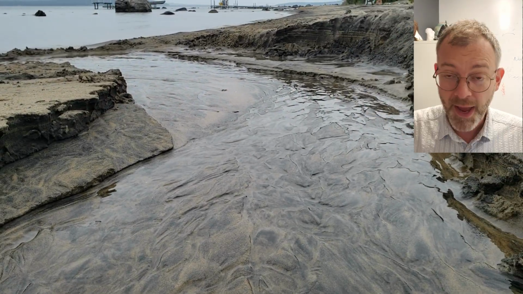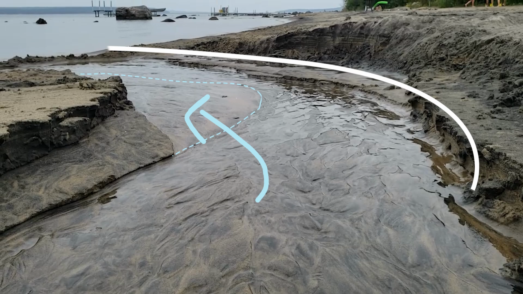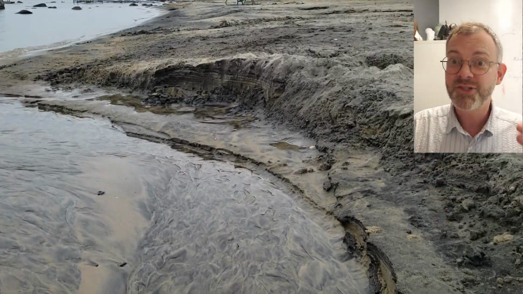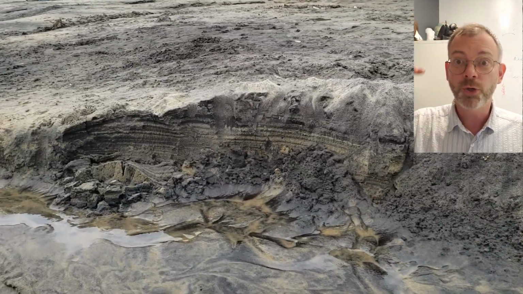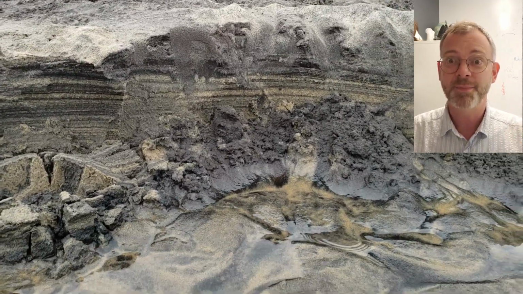As the channel pathway, we get corners. So on the inside of the corner, we actually get deposition of sediment. On the outside of the corner, we get erosion happening. And you can see in the banks of this small channel lots of beautiful horizontal beds. These are bedding planes from past deposition.